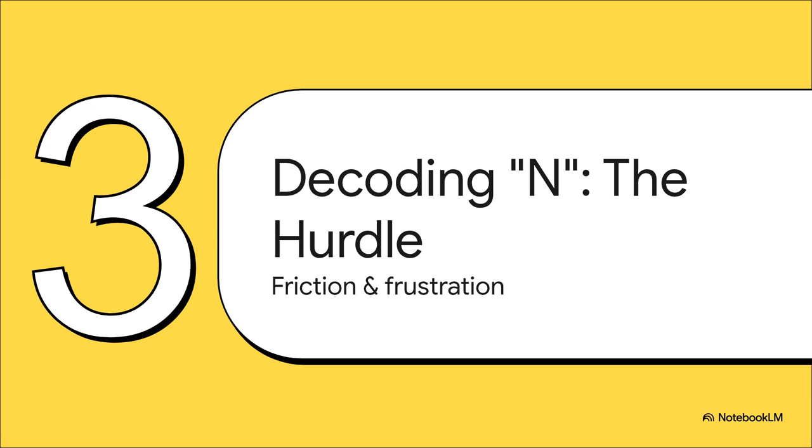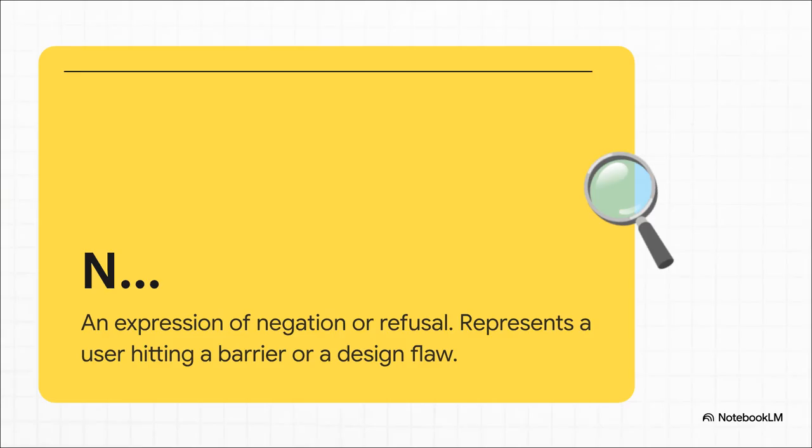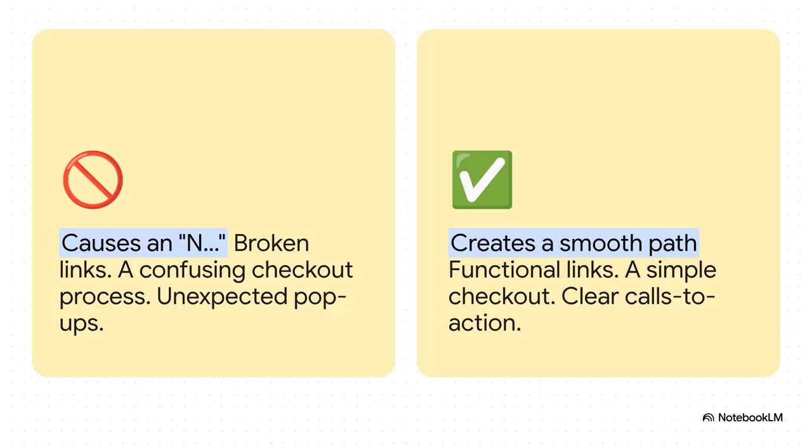All right, so after the ah, what comes next in our little mystery? It's the sound n. This is the sound of things going sideways. It's that moment of friction, a roadblock in the user's journey. Yeah, N is basically the sound of no, as in, nope, this isn't working, or no way, I don't get this. It's literally the sound of a pain point, where that smooth ride you were on suddenly hits a massive pothole.